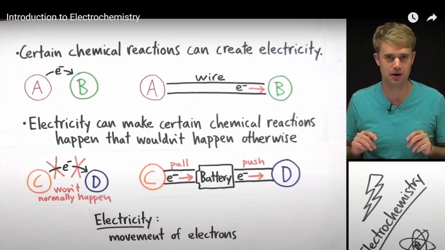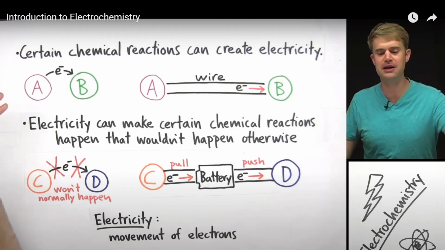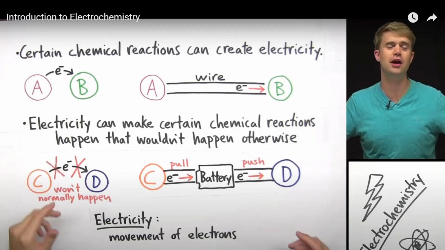Now just before we go on, you guys are familiar with batteries and which is the positive terminal and which is the negative terminal, yes? Okay, what's that terminal there? Positive. Does it make sense that it's pulling the electrons? Yes. And what terminal is this? Does it make sense that it's pushing the electrons? Yeah, okay. So this is kind of a broad, big picture overview of electrochemistry.